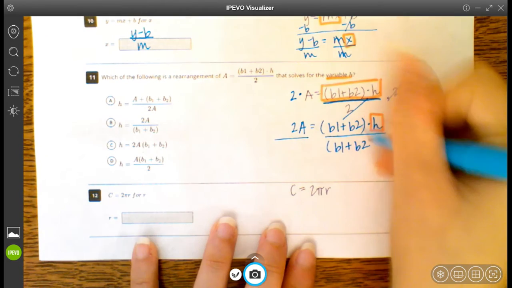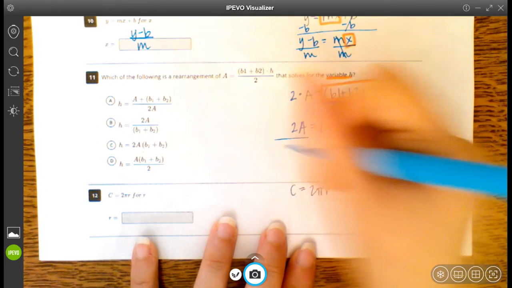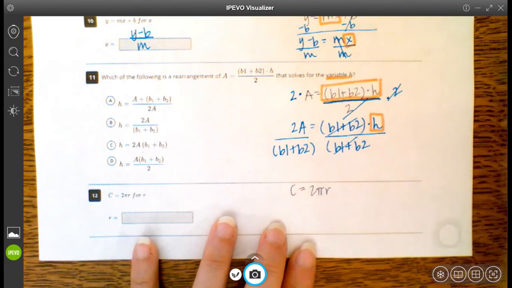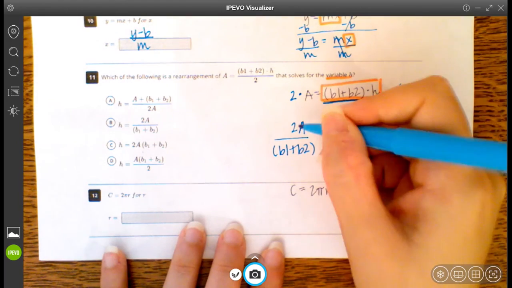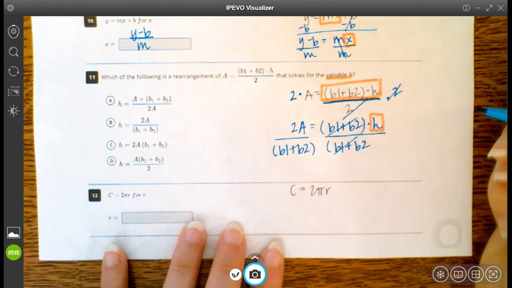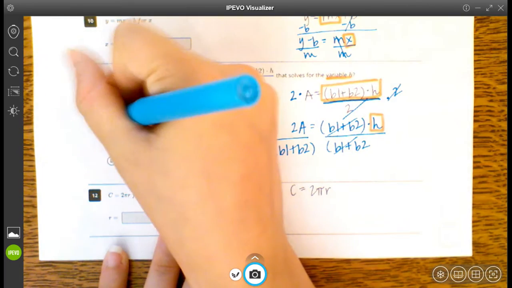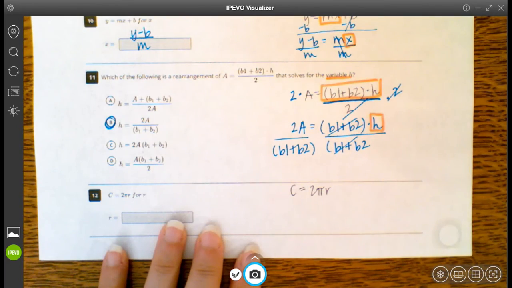Hopefully you guys are seeing that there's quite a pattern that keeps emerging, right? That this is exactly the same way we have been solving all along. So 2a over the parentheses of b1 plus b2, which means it looks like our answer is letter B.